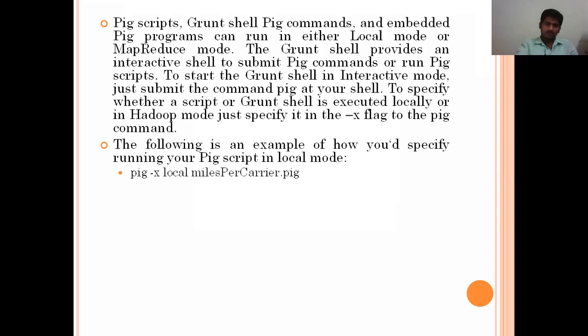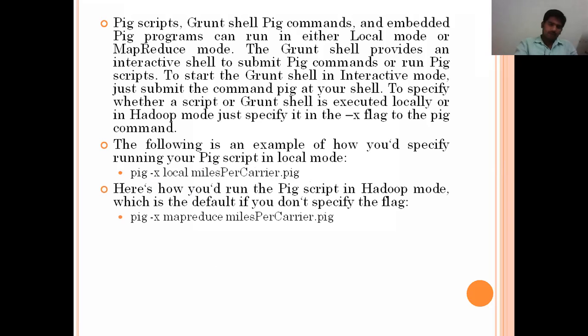I will show you. See the following example, where we specify running your Pig script in local mode. For example, here milesPerCarrier.pig is a file. Please remember that milesPerCarrier.pig is a Pig script file. So I am going to run pig -x local, to run this one in local mode. In order to run it in MapReduce mode, with the same file name, we use pig -x mapreduce milesPerCarrier.pig.